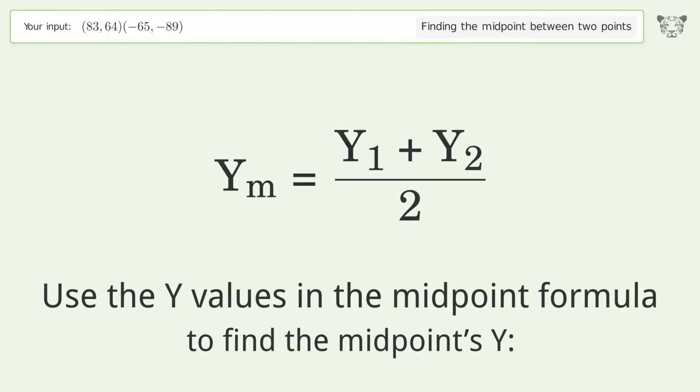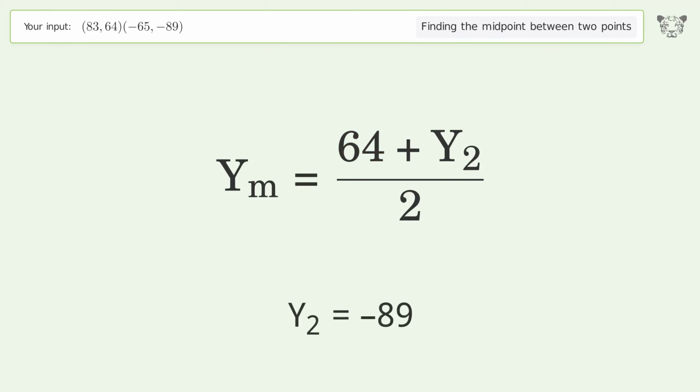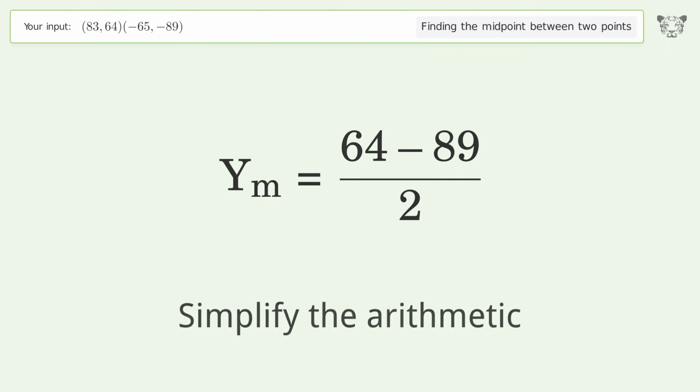Use the y values in the midpoint formula to find the midpoint's y. y1 equals 64. y2 equals -89. Simplify the arithmetic.